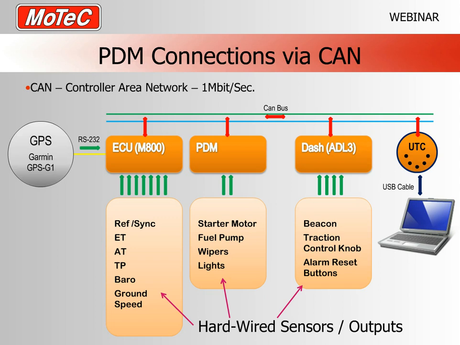Now, you'll see on the right-hand side of this diagram, we're also showing our UTC device, which goes via a USB cable to our laptop, and that's how we talk to these various MoTeC devices on the CAN bus. So if you don't have a UTC device, you'll need to have one to use these manager programs with the PDM and the ECU.